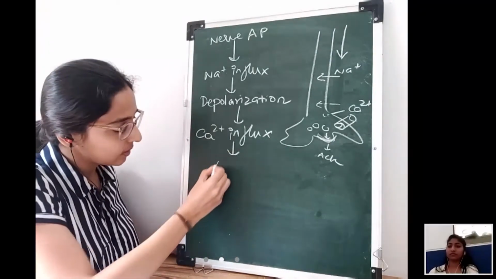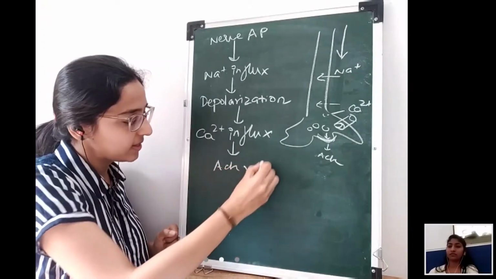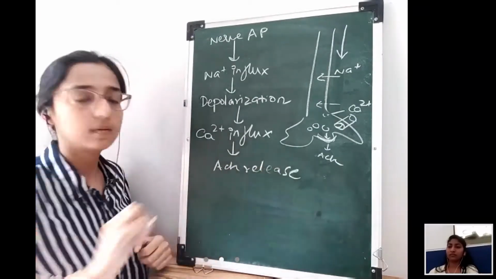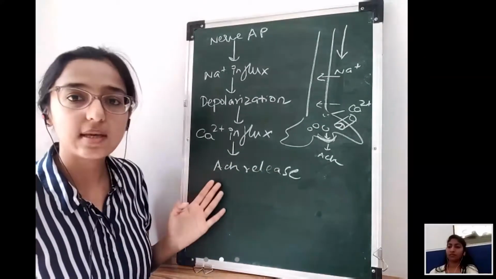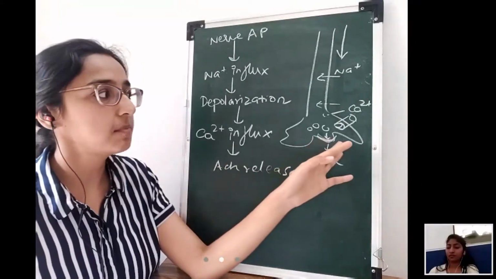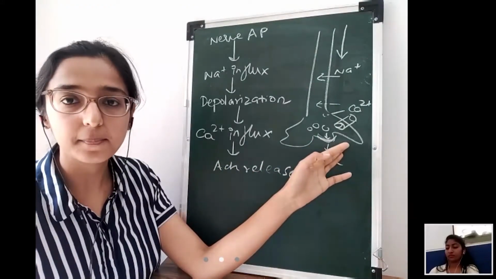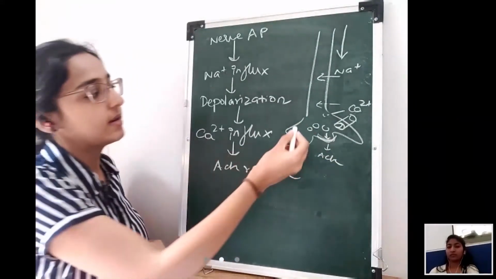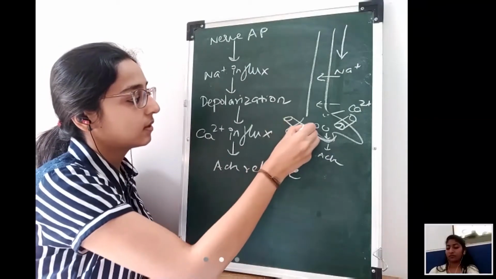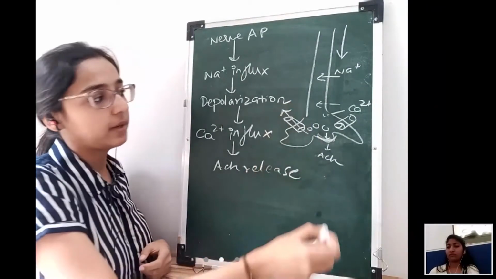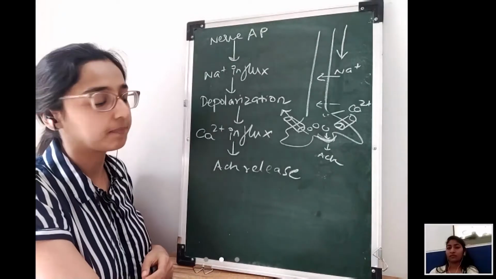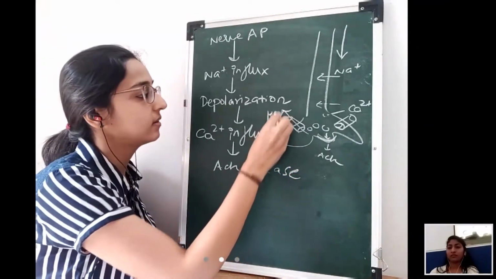So acetylcholine release happens. But how long will this keep happening? The nerve membrane does not only allow influx. There is another channel where there is going to be outward movement of an ion. Which ion is that?